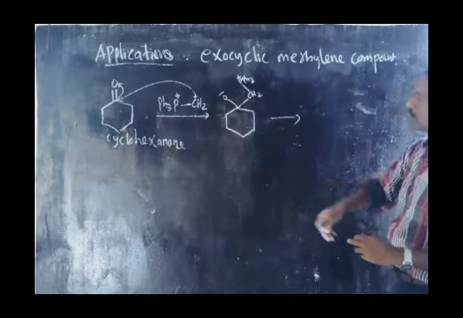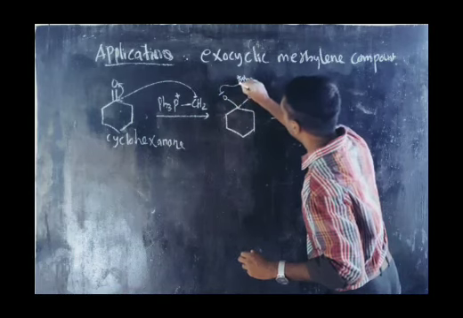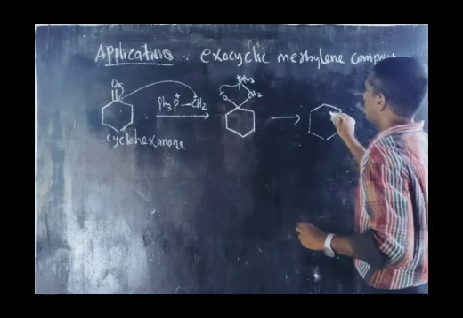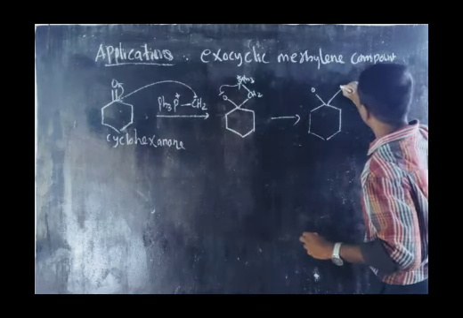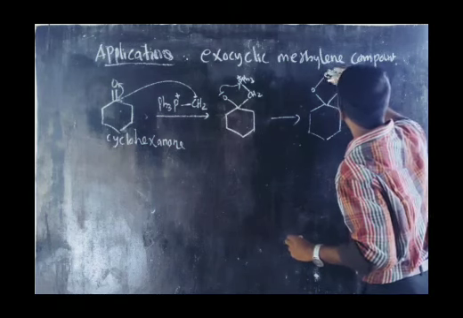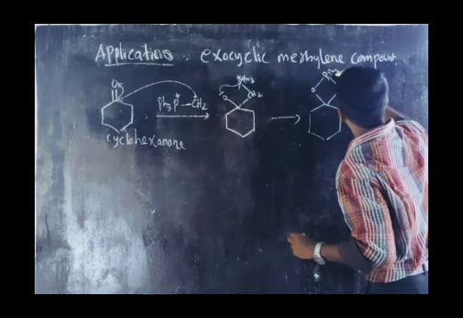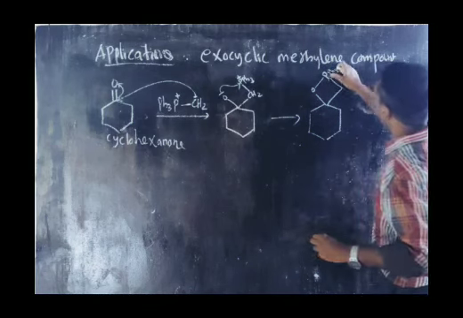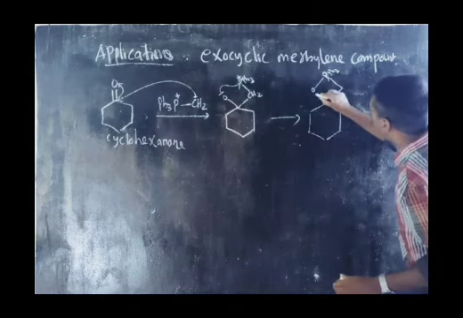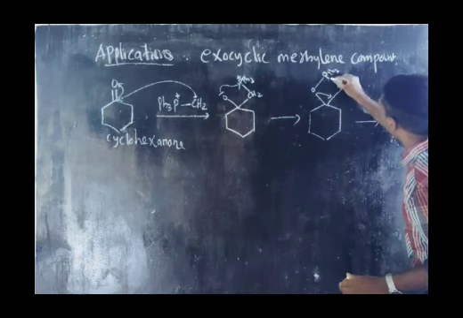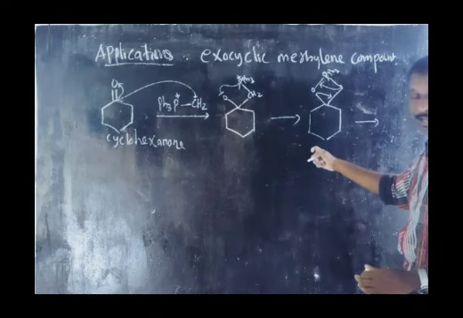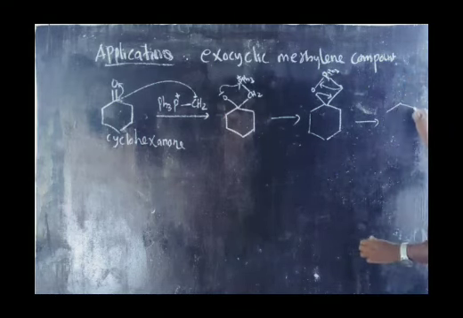In the next step, as we have discussed earlier, this negatively charged oxygen is attacking the phosphorus. So we get a structure like this. Here it is O, here it is CH2, and here it is P, PPh3, and here it is a new bond. In the next step, this bond breaks from oxygen and shifts to here, and this bond breaks from carbon. Why is this happening? This structure is highly unstable, and look at what structure we are getting.